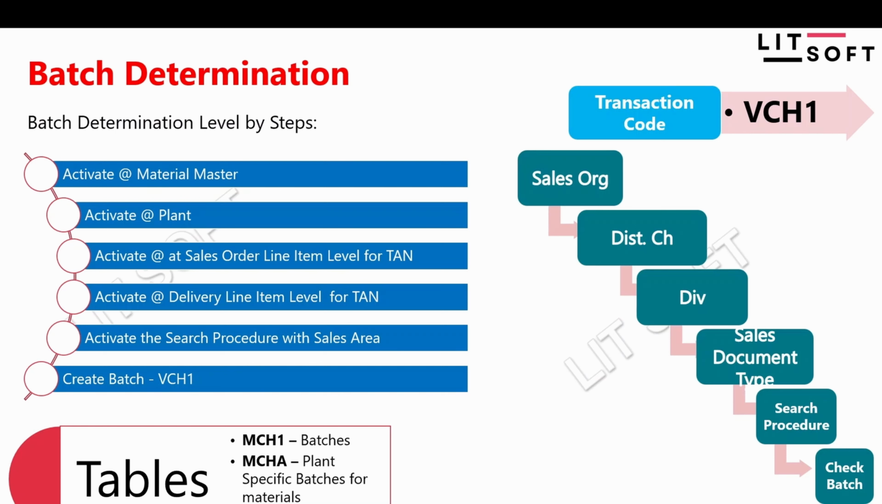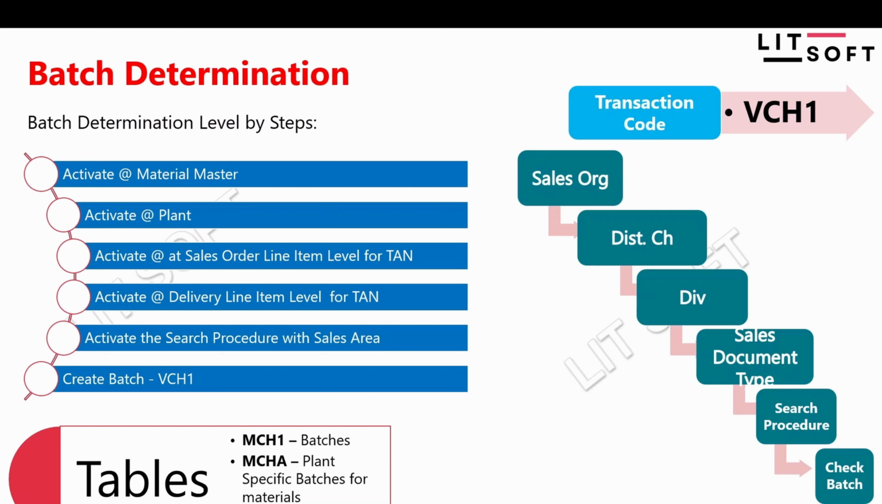Okay, so to determine the batch, if you see here: sales organization, distribution channel, division, sales document type, search procedure, check batch. All this is a combination about the derived indexing. So what we need to do to derive the batch in the material master: you need to activate it at the plant level, plant and the material master level, one area.